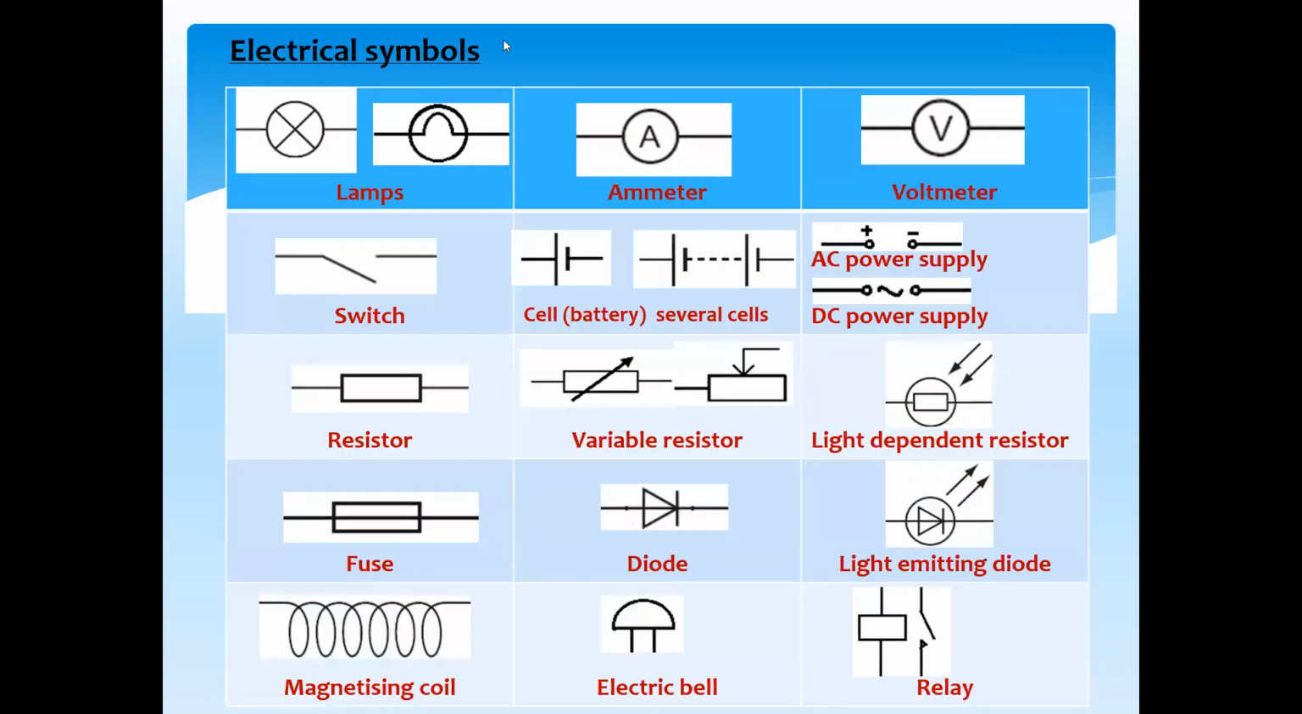These are some circuit symbols which you have to go through: lamp, ammeter, voltmeter, AC supply, DC supply. This one is the DC supply, the lower one is the AC supply. Light dependent resistor, LEDs, relay, electric bell, magnetizing coil, and fuse. There are more symbols.